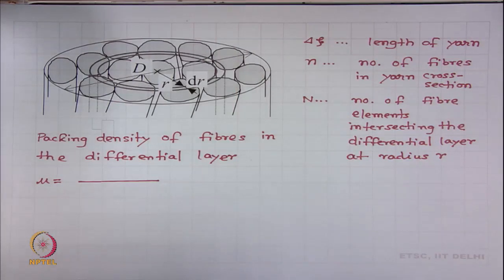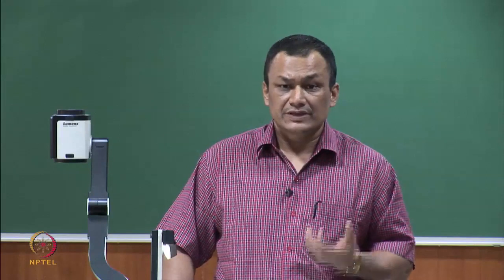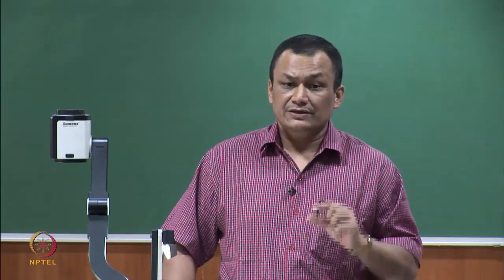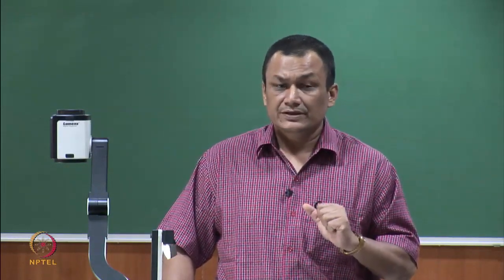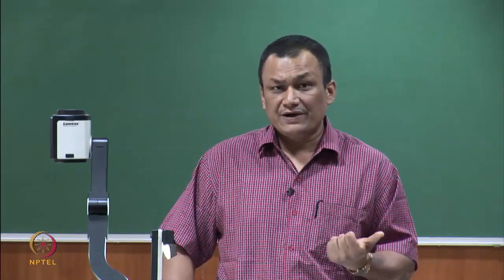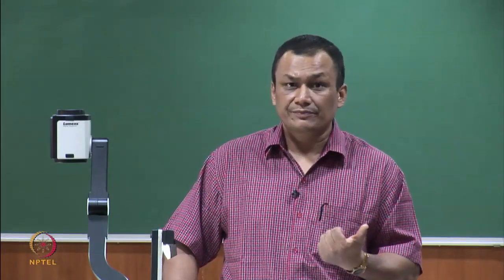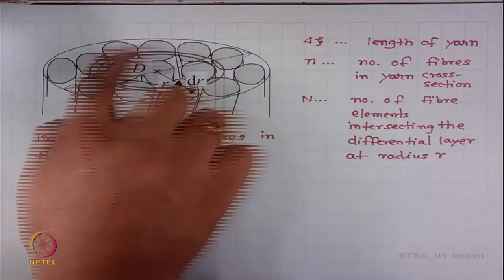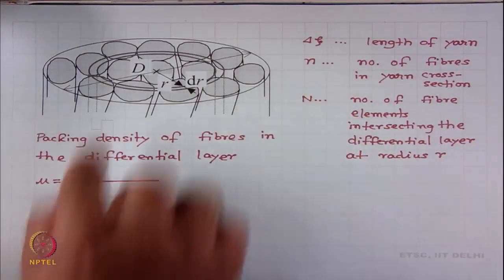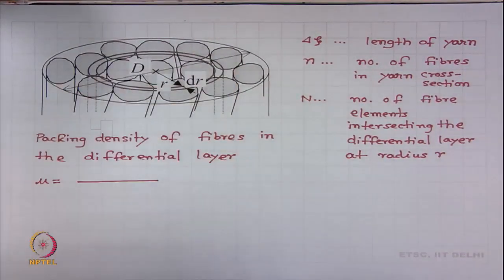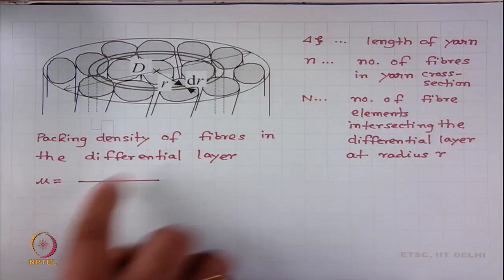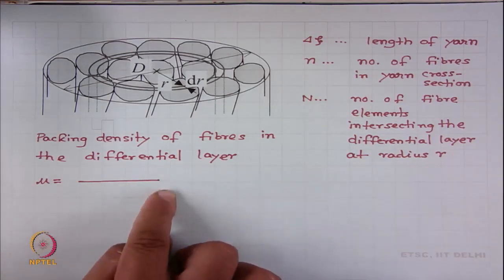How to find out this packing density? Packing density is defined by the ratio of fiber volume to yarn volume. If we consider fiber length and yarn length the same, then packing density can be interpreted as area occupied by fibers divided by area occupied by the yarn. We are talking about this differential layer. So, here area occupied by yarn means area occupied by this differential layer, and within this differential layer, what is the area occupied by the fibers? So, area occupied by fibers in the differential layer divided by area of the differential layer. That is the packing density.